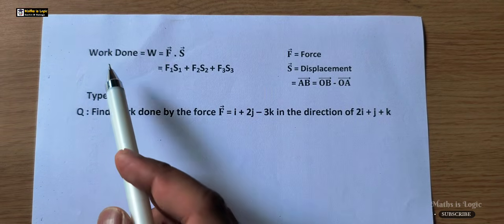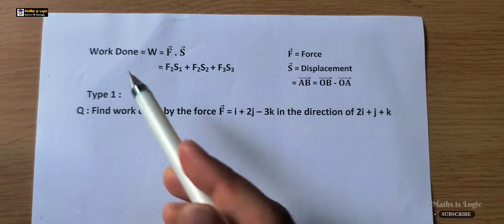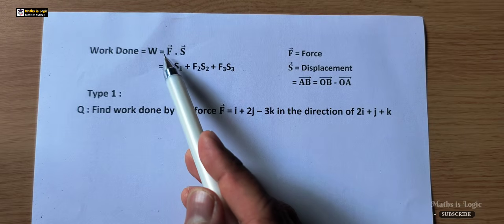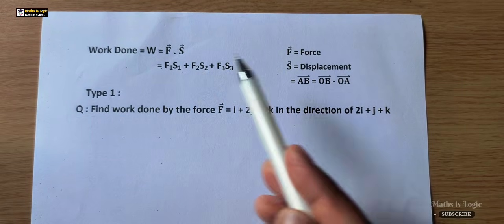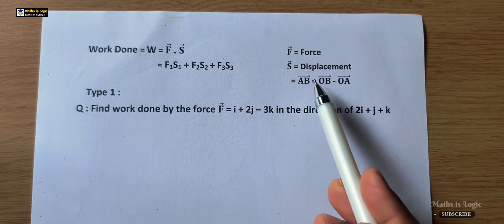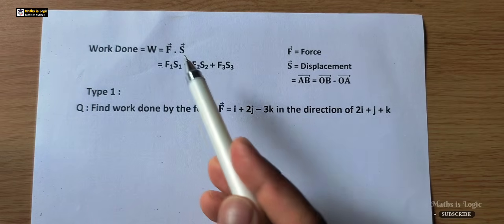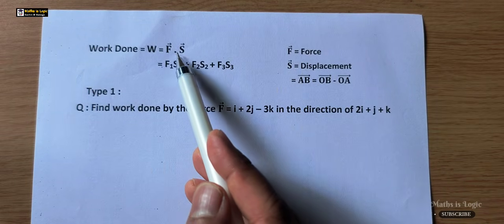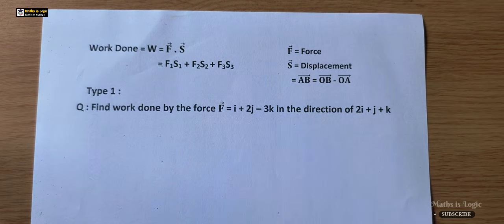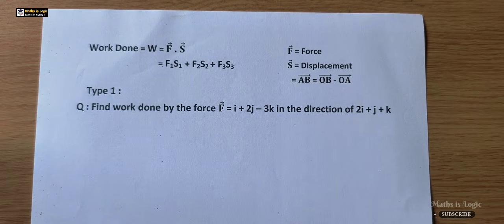Next important one, work done. In all model question papers, for 10 marks, it is given work done. Formula: W is equal to F vector dot S vector. Remember, F means force, S means displacement. Displacement is nothing but AB vector. AB vector formula is OB vector minus OA vector. So remember this. Again dot product is there, so because of that the formula becomes F1 S1 plus F2 S2 plus F3 into S3.